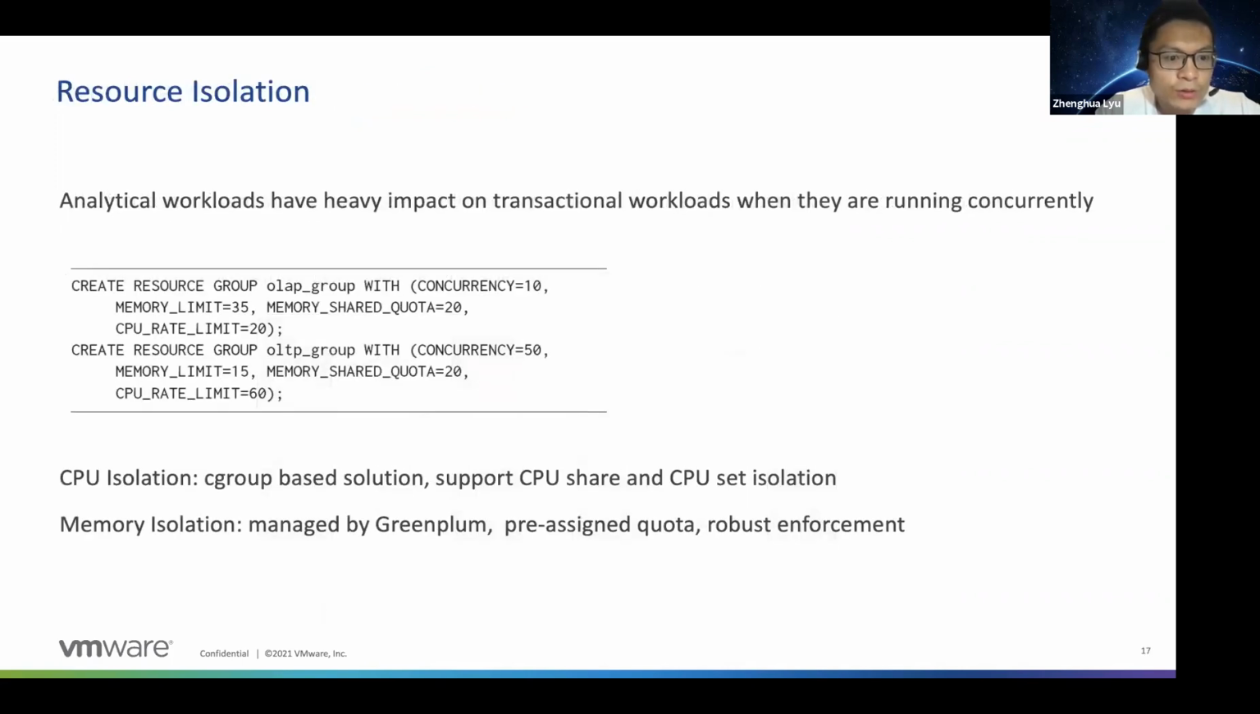Also, resource isolation is very important in an HTAP system. Analytical workloads have a heavy impact on transactional workloads through throughput. In Greenplum, we introduce resource groups to do resource isolation. Users can put different workloads in different groups, and they can do CPU isolation and memory isolation.